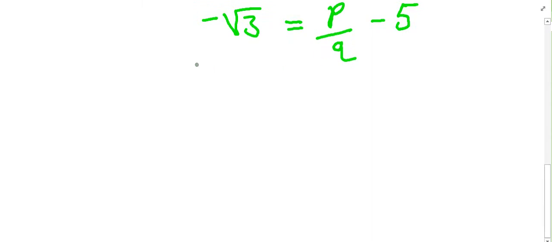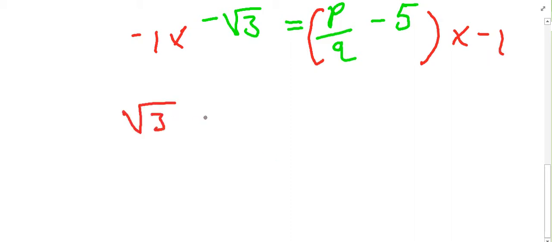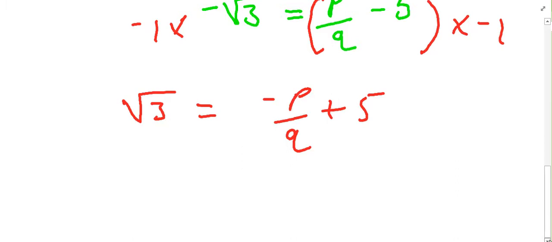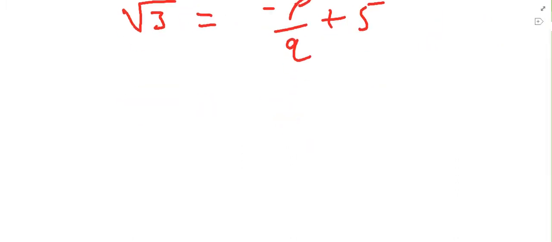So from here, guys, once you have that, what are you going to do? You can simply multiply throughout by a negative 1. You multiply this side by a negative 1 to get rid of that negative, and also this side by a negative 1. So you're going to have square root 3 is equal to negative p over q plus 5.